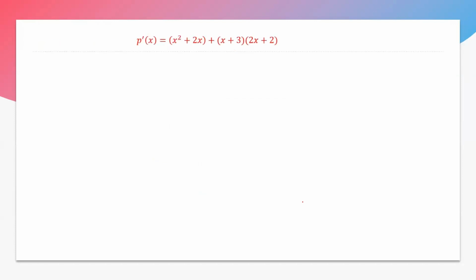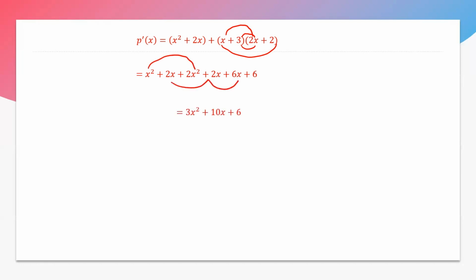So we will get x into 2x is 2x square, x into 2 is 2x, 3 into 2x is 6x, and 3 into 2 is 6. Now adding all the like terms, x square plus 2x square is 3x square, 2x plus 2x plus 6x is 10x, and let's write the 6 as it is. So we got the same answer like how we multiplied and differentiated the functions. We got the same 3x square plus 10x plus 6. When we apply the product rule also, we got the same answer 3x square plus 10x plus 6.